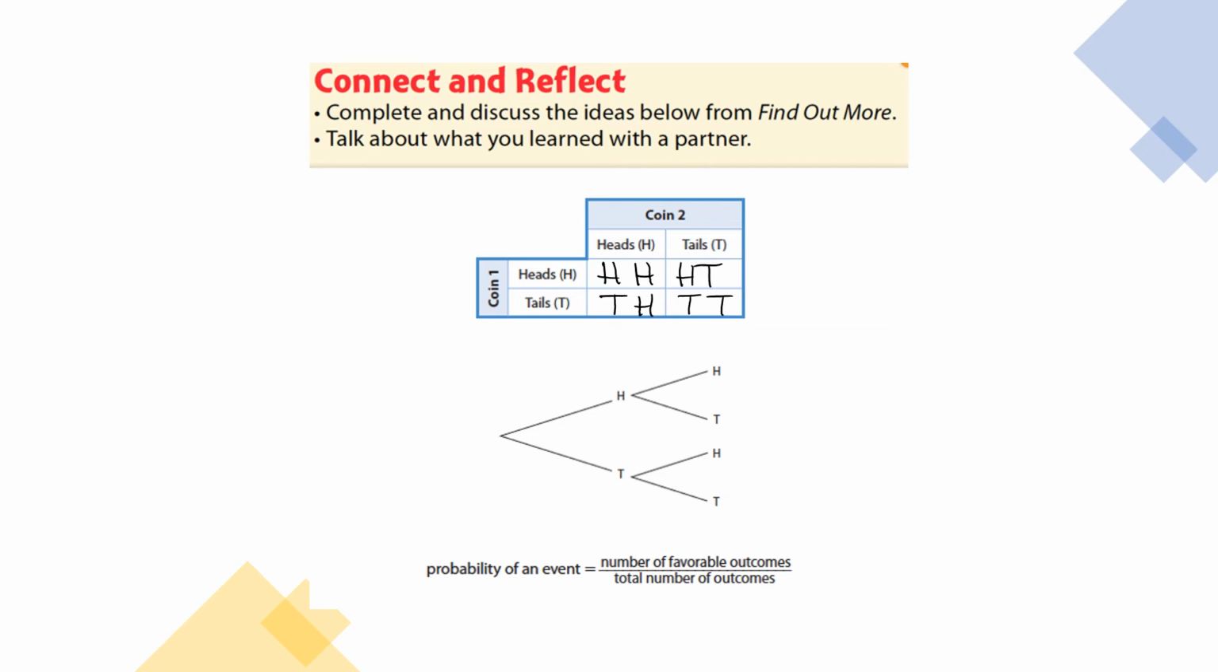So as we connect and reflect on what we just did, we created a table to find our possible outcomes and our favorable outcome. You could have also done a tree diagram. This right here represents coin number 1. Coin 1 could have been a heads or a tails. This second one represents what coin 2 could have been. That first coin was heads, so the second coin could be a heads or a tails. And then if the first coin had been the tails, then you could have had a heads or a tails. So you can also do a tree diagram when you do these things to find out your possible outcomes and your favorable outcomes.